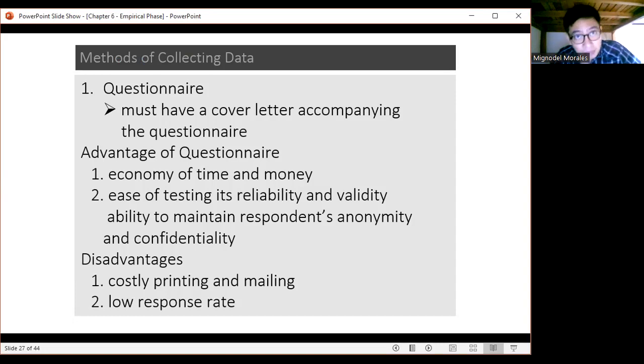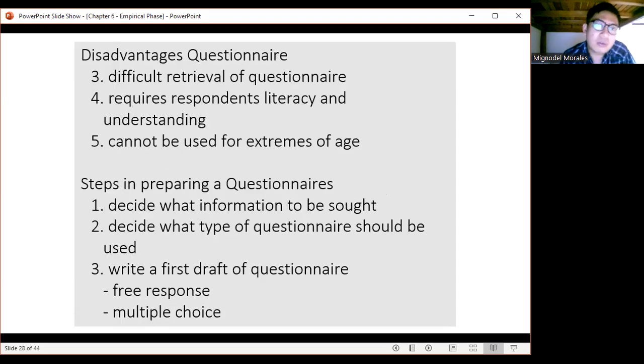Luckily, in your data gathering in a quantitative or descriptive study, you can gather your data online with the use of different platforms. Some of the other disadvantages are difficult retrieval of questionnaires, and it requires respondent literacy and understanding. Again, it depends on the literacy level of your respondents. It cannot be used for extremes of age. Sometimes they cannot read it, they cannot see it.